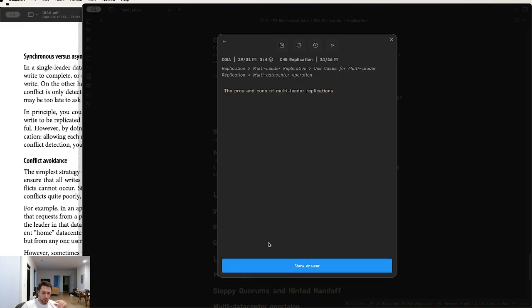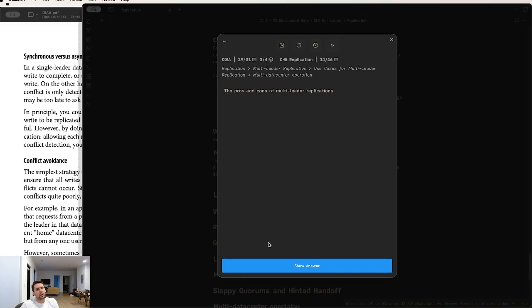So multi-leader, it's faster. Your failover is more likely to succeed. I don't know if that's true.